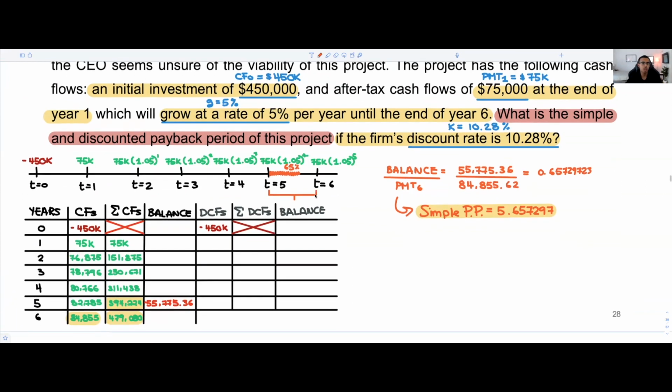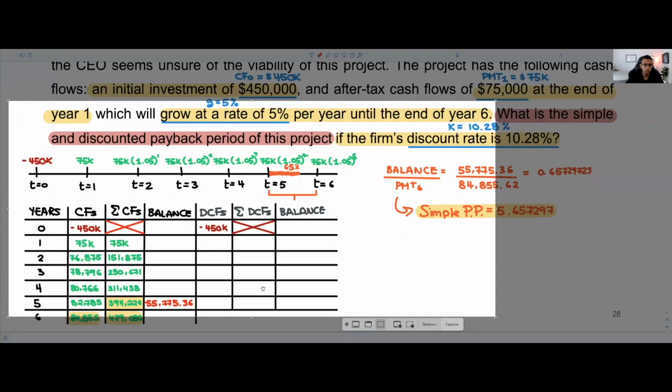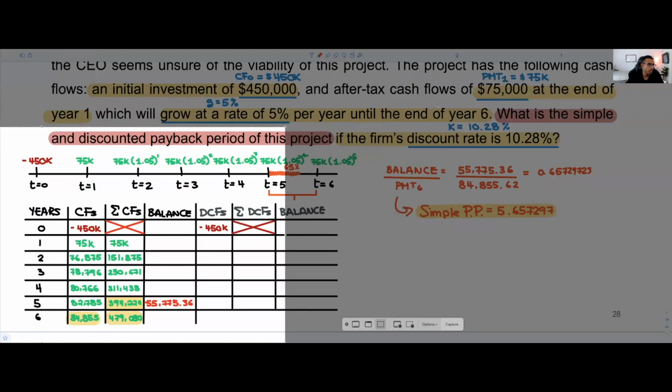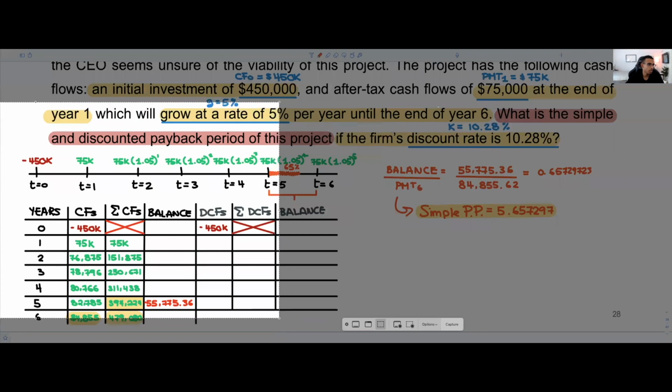So what happens if we actually try to discount these cash flows one by one? Will we be able to recoup our money within those 6 years if we know that this project will only last 6 years? Well, the answer is no. And I'm going to go ahead and show you something that could help. Okay, check this out.